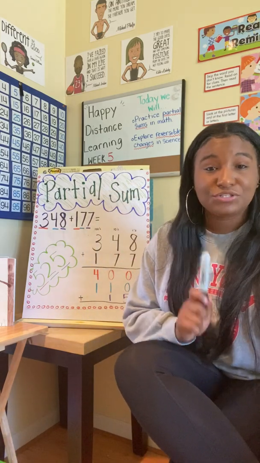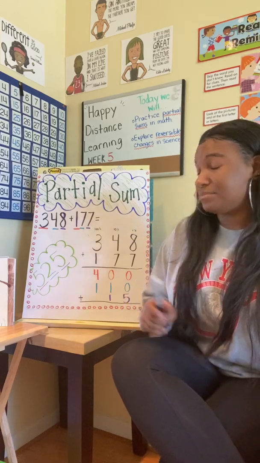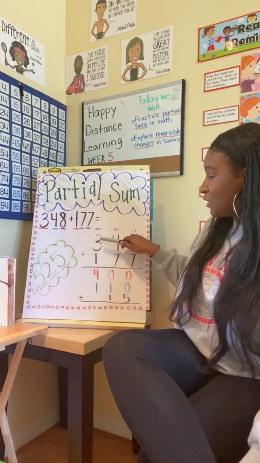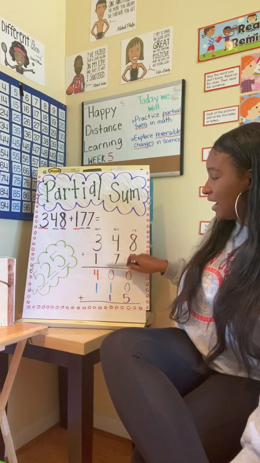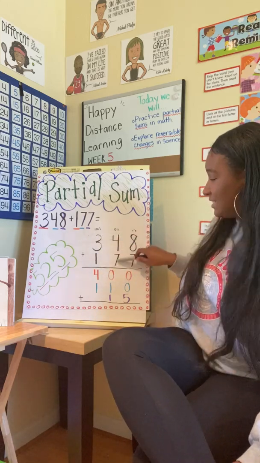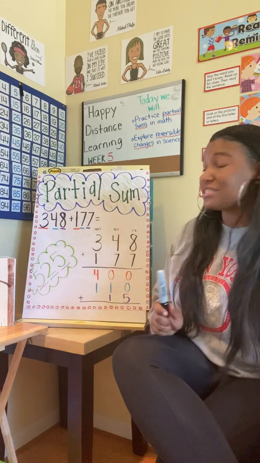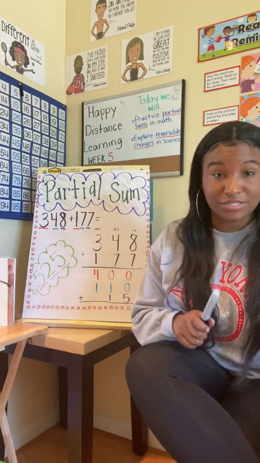The first thing you do when you're adding with partial sums is put our numbers in vertical form. And we know what that means. We know we line the numbers up top to bottom. We line the hundreds, the tens, and the ones up together. Great job. With partial sums, we always start with our hundreds place.